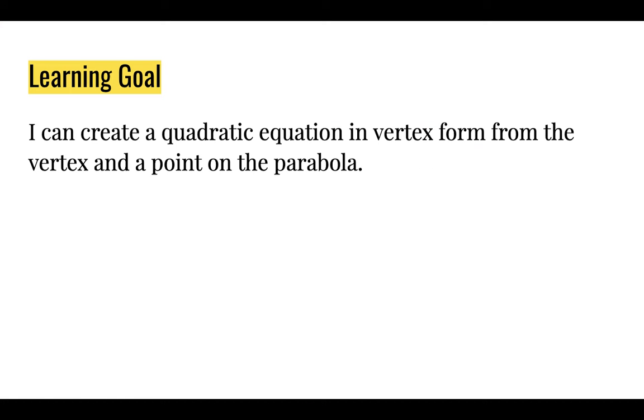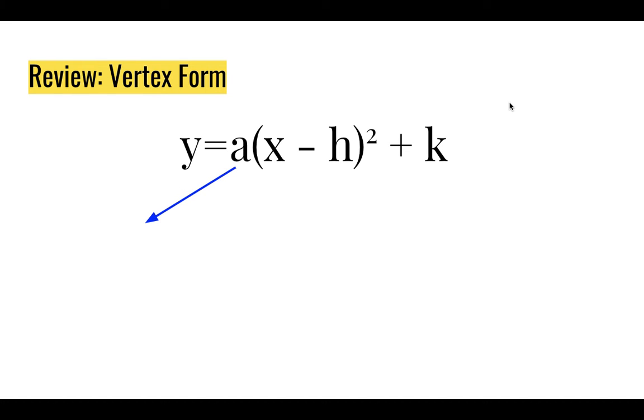So our learning goal for this unit is to create a quadratic equation in vertex form from the vertex and a point on a parabola. So first of all, let's review what vertex form looks like and then what each variable tells us. So we did this last cycle. This is vertex form, y equals a times x minus h all squared, so that whatever is in the brackets gets squared, and then plus k on the outside. Now let's review what each one of these means.